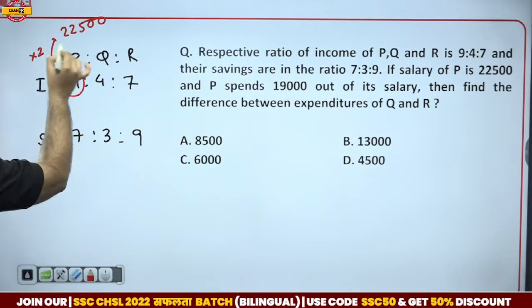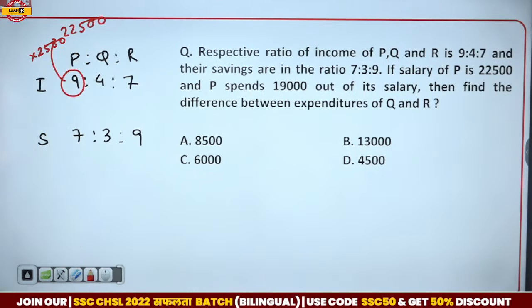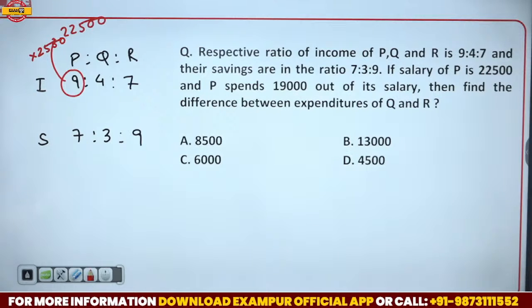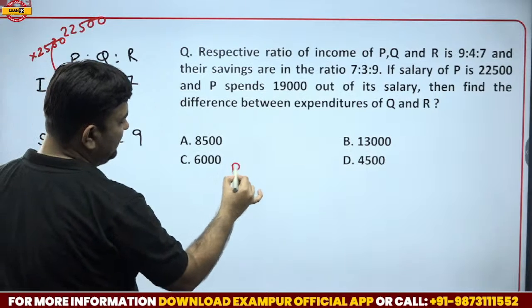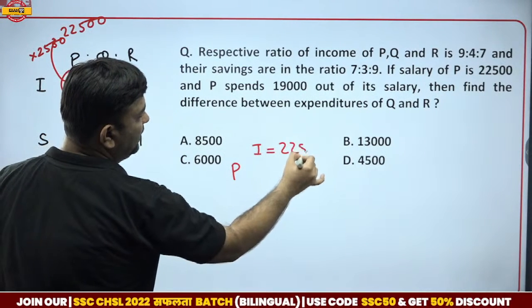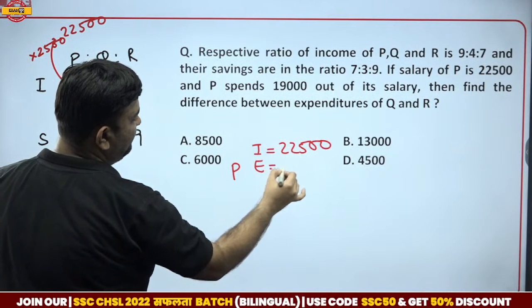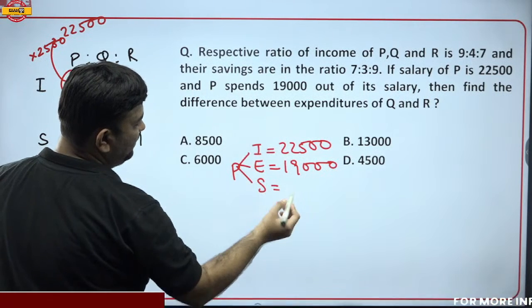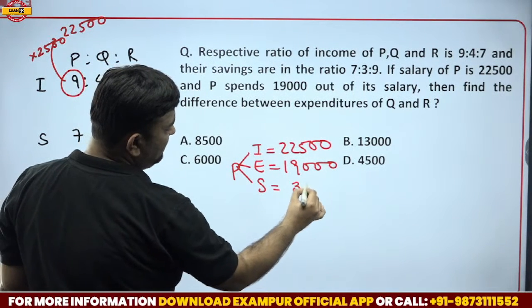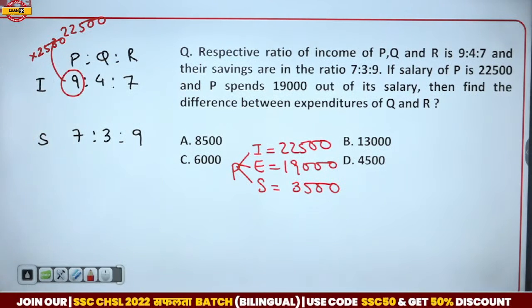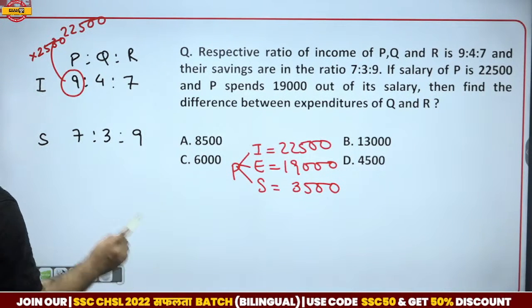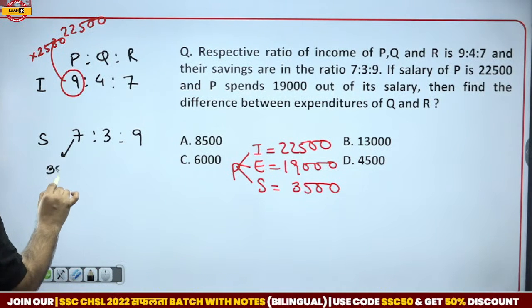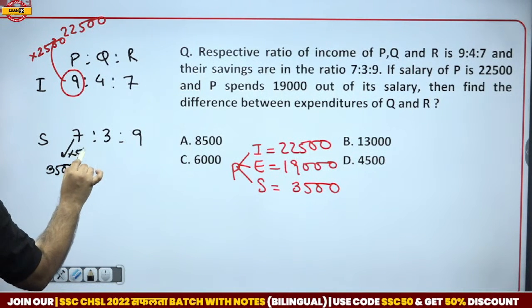9 times 2 is 18, 9 times 5 is 45, so 2500 is the multiplication factor. P spends 19,000. Income of P is given as 22,500 and expenditure of P is given as 19,000. So can I say saving of P is 3,500? So 7 is given as 3,500, multiplication factor 500.